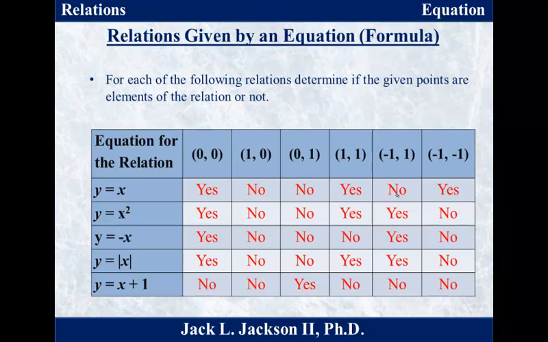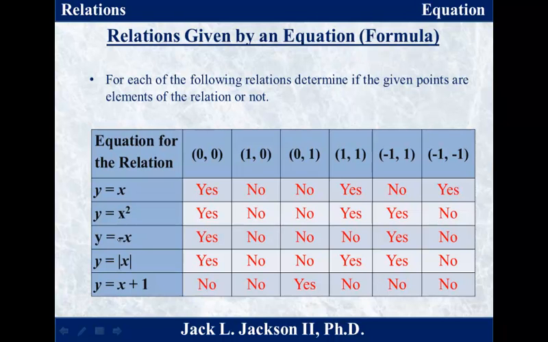Y equals x squared. (0,0): 0 squared equals 0. That's true, so yes, that's part of the relation. (1,0): 1 squared equals 0. That's false, so no. (0,1): 0 squared equals 1. That's also false. No. (1,1): 1 squared equals 1. True. Yes. (-1,1): negative 1 squared equals 1. Yes, that's true. (-1,-1): negative 1 squared equals negative 1. That's false, so no.